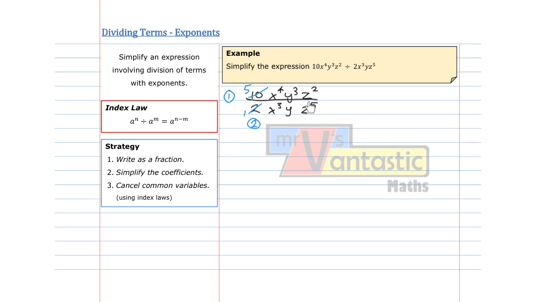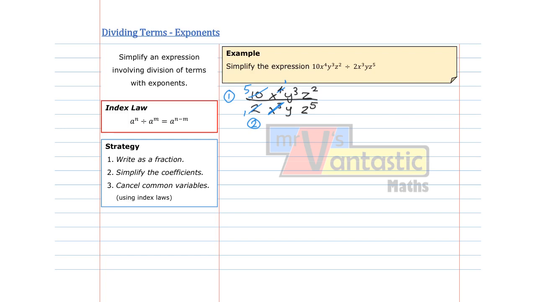Next, we're going to look at these variables. The way that this runs is we use the index law. When we divide two numbers with the same base, in this case the variable that we're looking at, we can simplify that by simply subtracting their powers, as long as we're dividing with the same base. So in this case, we're looking at 4 minus 3. When I reduce 4 minus 3, it removes the term on the bottom and reduces 4 by 3, and 4 minus 3 is 1. And that's really all there is to it.